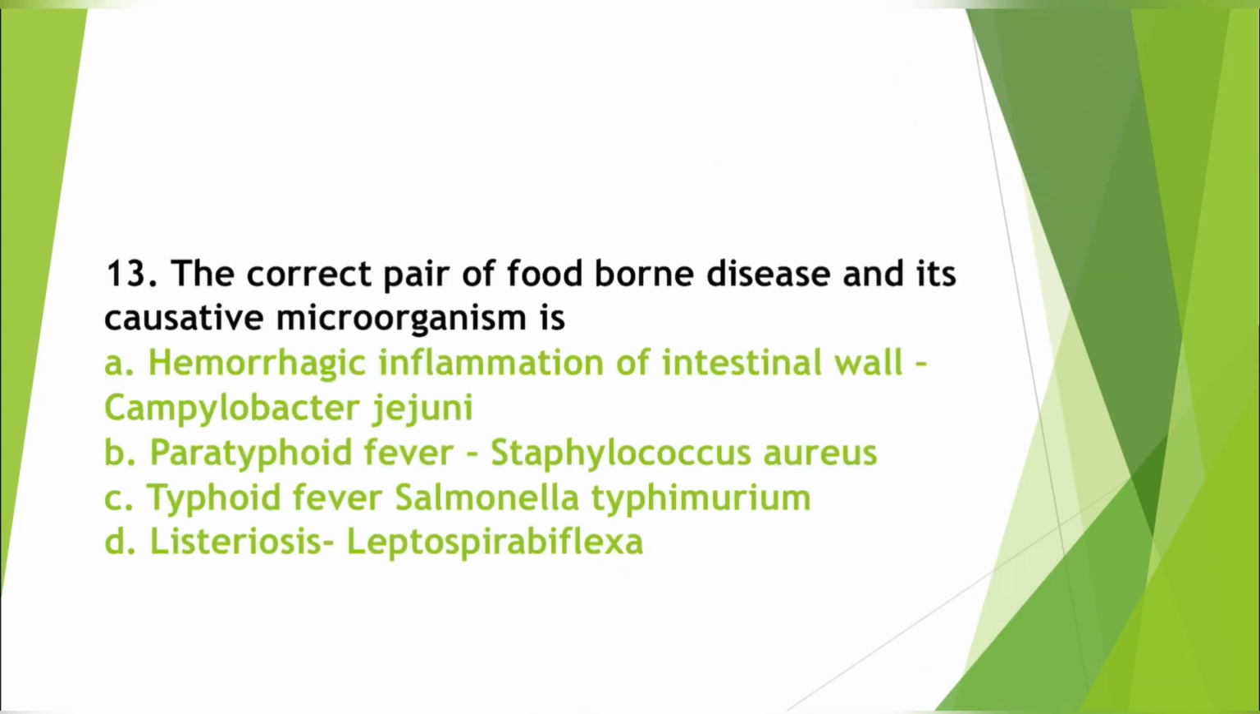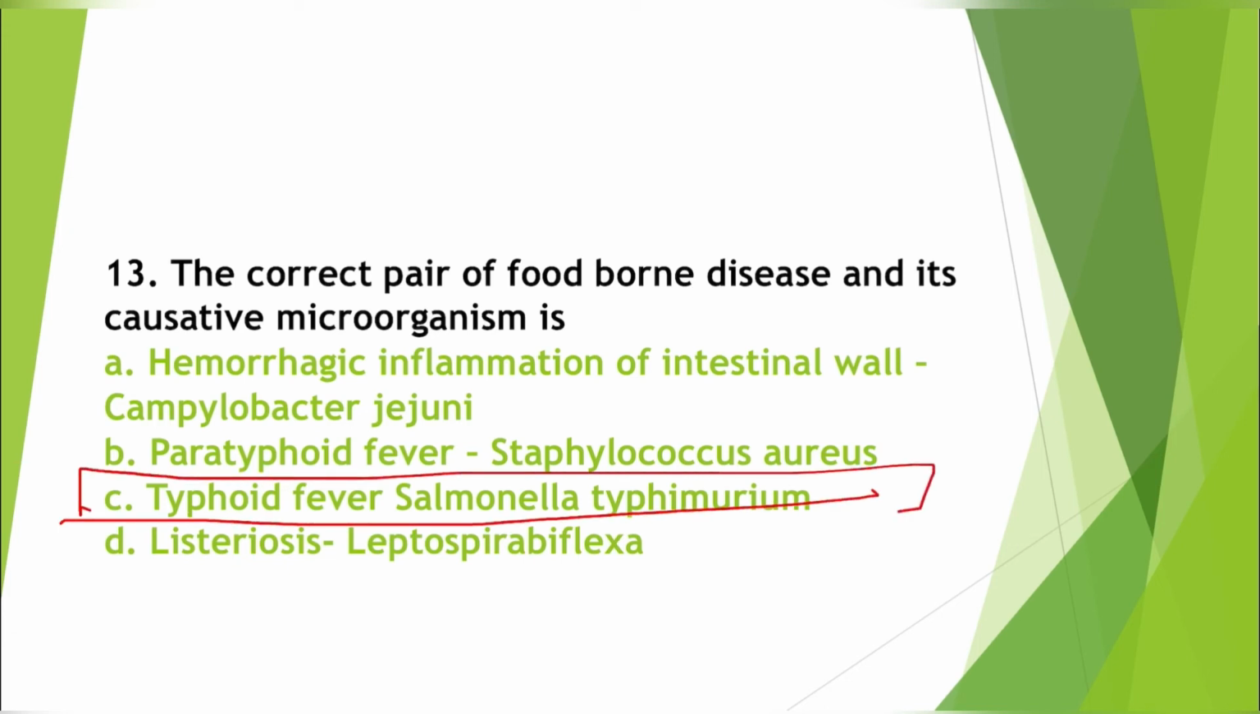The correct pair of food-borne disease and its causative microorganism is, so the options are: hemorrhagic inflammation of intestinal wall and Campylobacter jejuni; paratyphoid fever and Staphylococcus aureus; typhoid fever, Salmonella typhimurium; and Listeriosis and Leptospira biflexa. The correct answer is C. Typhoid is caused by Salmonella typhi, okay, typhimurium.